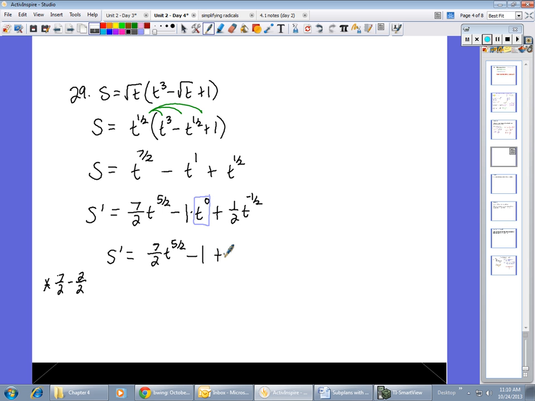And then on the next part, I'm going to be clever about what I write down here. I know that t to the negative half really goes in the denominator, but since I already have a fraction, I have a denominator of 2. So that means t to the negative half goes into the denominator as t to the positive half, and t to the positive half, I can put it back as a square root. So that would be my final answer derivative for number 29.